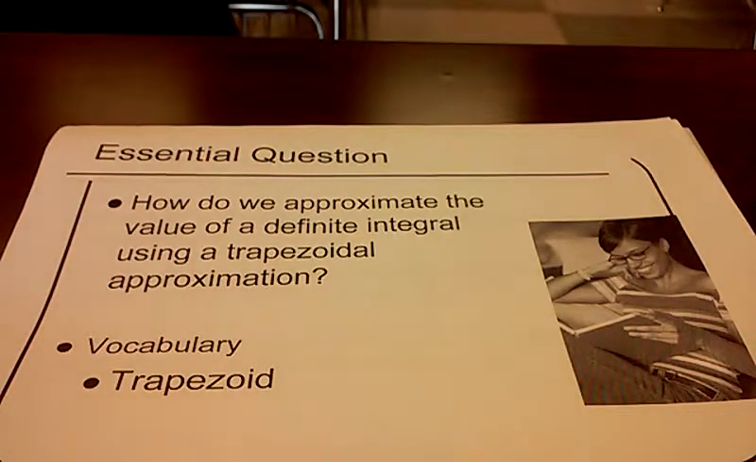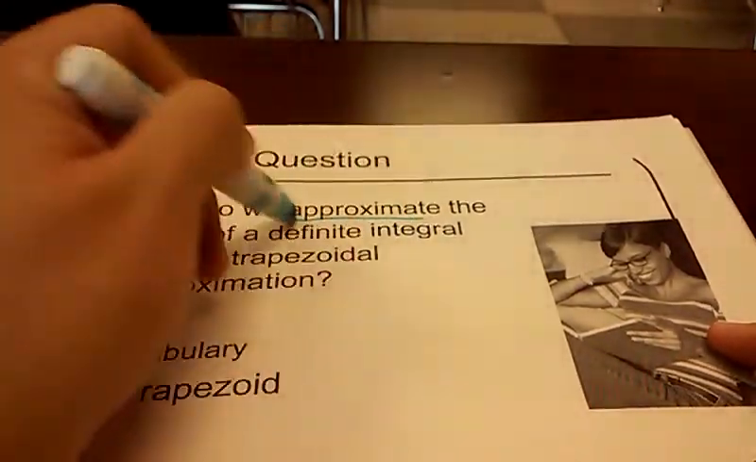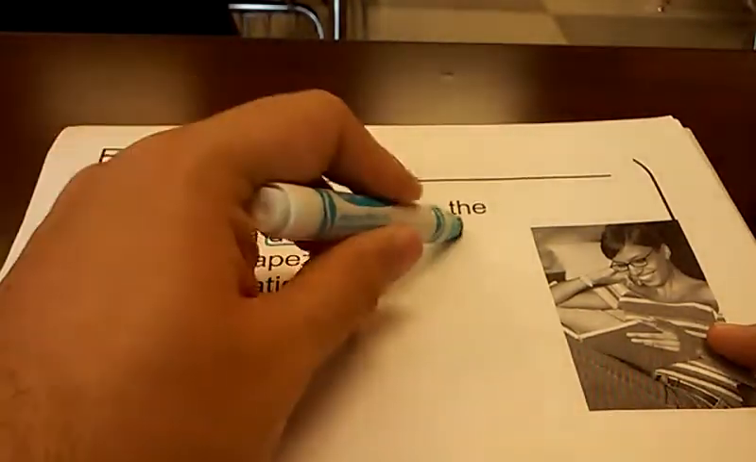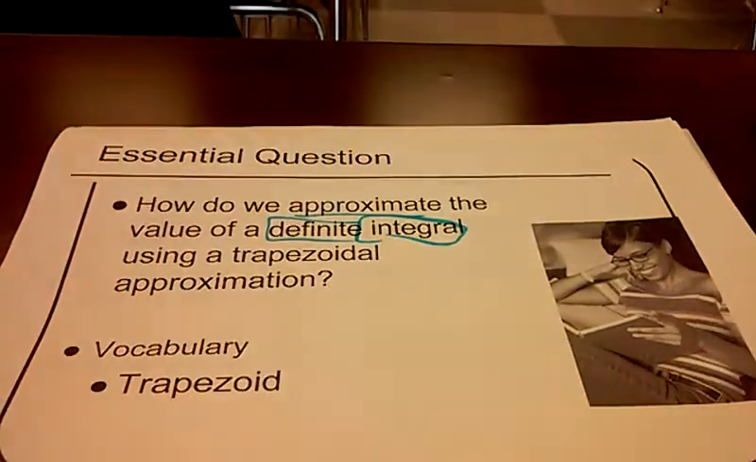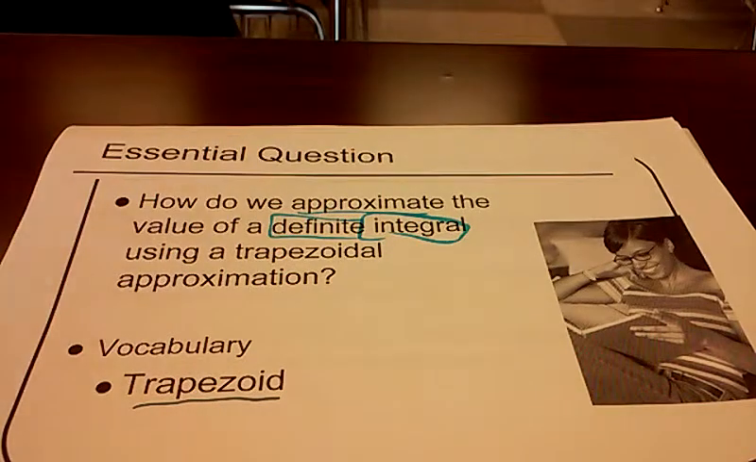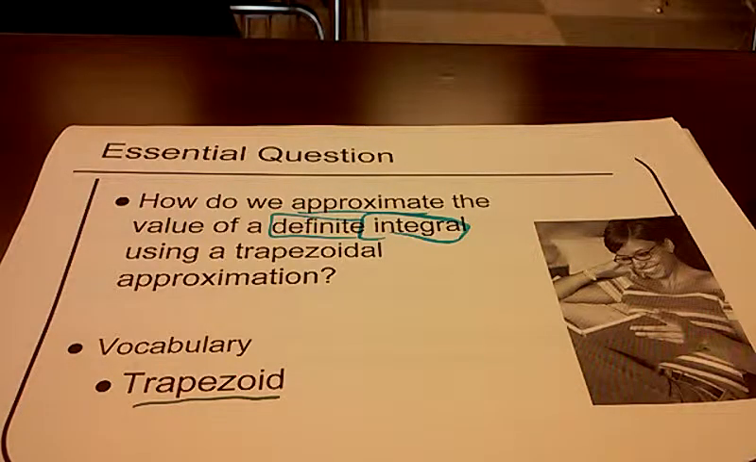All right, guys, your essential question is how do we approximate the value of a definite integral using a trapezoidal approximation? And your main vocabulary word is trapezoid. All right, guys, if you remember, a definite integral represents the area under a curve for a specific interval, a lower starting number and an upper ending number.